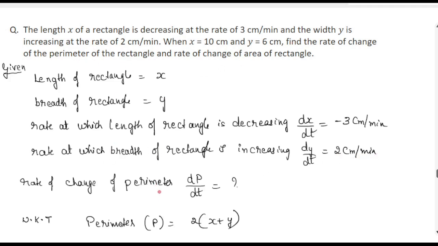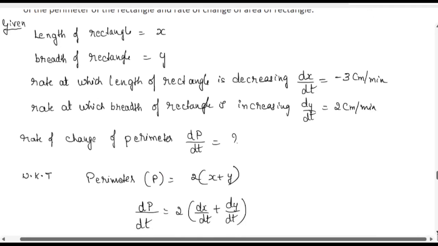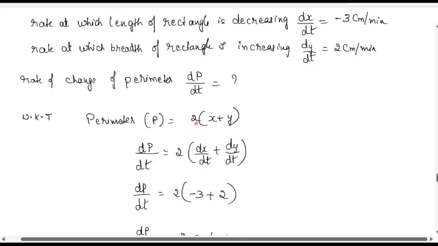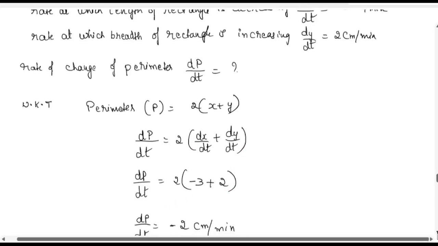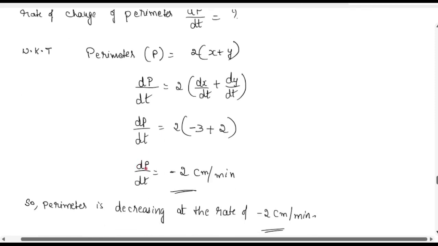We need to find the perimeter. So what is the formula to find the perimeter of a rectangle? Perimeter is equal to 2 into x plus y. So on differentiating this, we get dp by dt equal to 2 into differentiation of x is dx by dt and differentiation of y is dy by dt. We know dx by dt and dy by dt. Substitute the values of dx by dt and dy by dt here. We get the answer as, the rate of change of perimeter of the rectangle is minus 2 centimeter per minute.